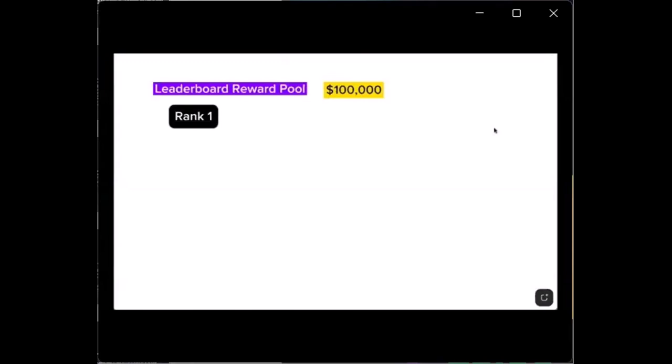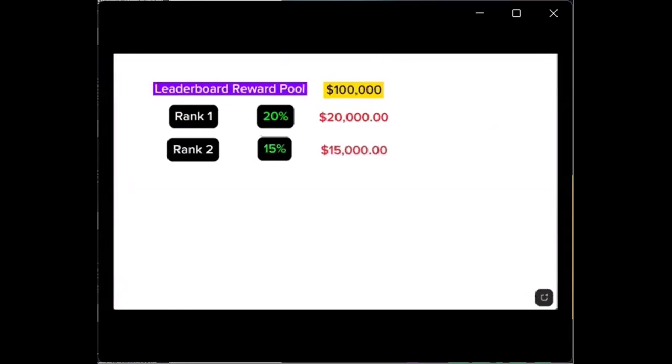For example, if the pool generates $100,000 by the end of the month, the top influencer on the leaderboard will receive 20% of that, or $20,000. Yes, that's its equivalent based on the maths. And if you are in the second place, you will earn $15,000.